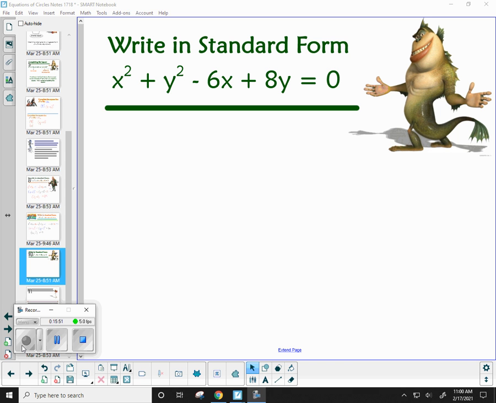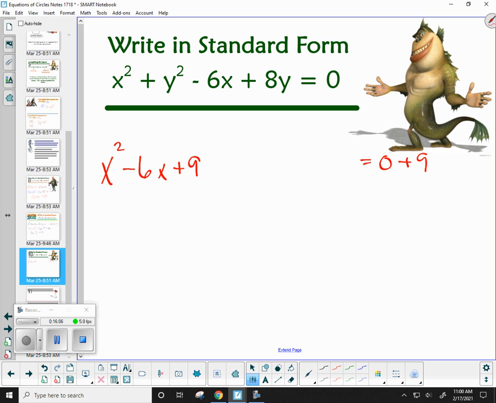Would anyone like more time? All right, so I rearranged it. I had x squared minus 6x. If I take that and divide by 2 and square it, I'm going to get 9. Right, so I know I need to add 9 to both sides.